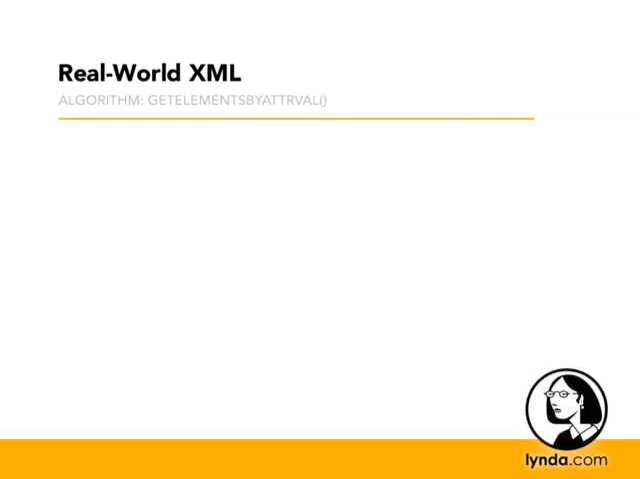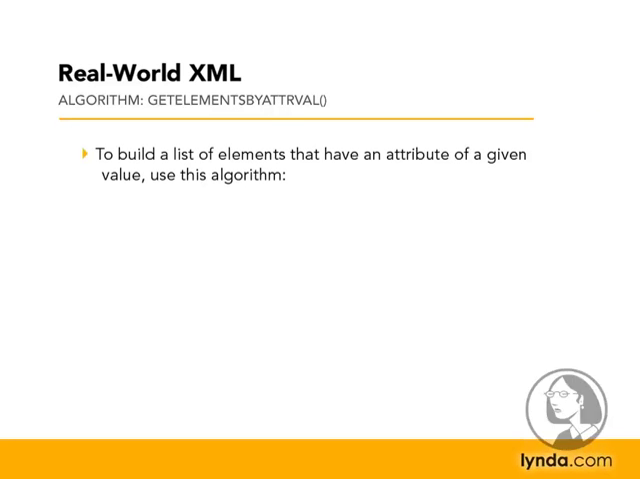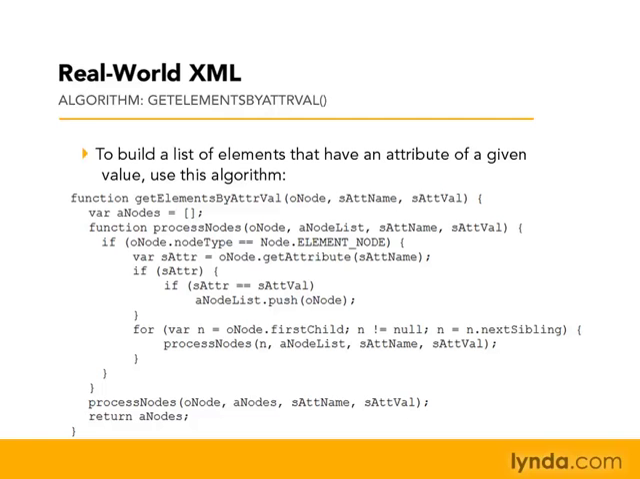Okay, so for this last example, we're going to write another algorithm that uses a depth-first traversal. And this is a really useful function. It retrieves all the elements that have an attribute that match a given attribute value. And it's called, oddly enough, getElementsByAttrVal.